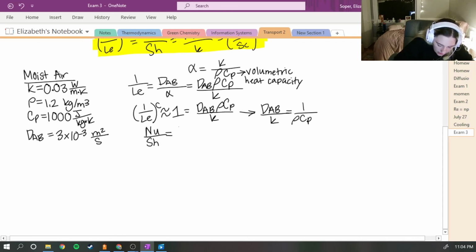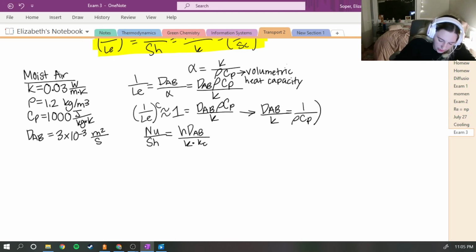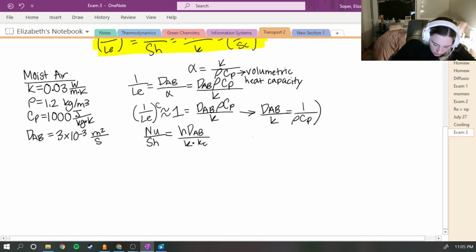from part 1, we have the heat transfer coefficient times mass diffusivity over the conductivity times the mass transfer coefficient. So now we can use this equation here and plug it in so that we can get H over Kc, so the heat transfer coefficient over the mass transfer coefficient.